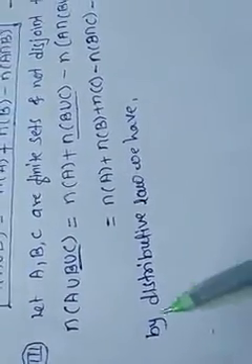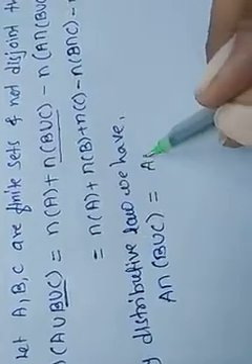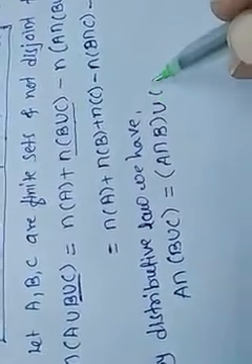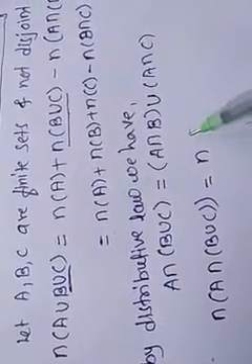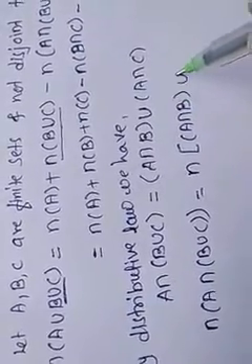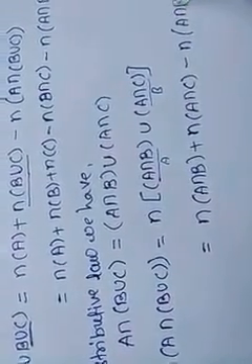Okay, next again by distributive law we have A intersection B union C is equal to A intersection B union A intersection C. Okay, now applying cardinality on both sides we can write n of A intersection B union C is equal to n of A intersection B union A intersection C. Okay, again using equation 1 on this, consider it as A and consider it as B, we can write it as n of A intersection B plus n of A intersection C minus intersection of both, n of A intersection B intersection A intersection C.